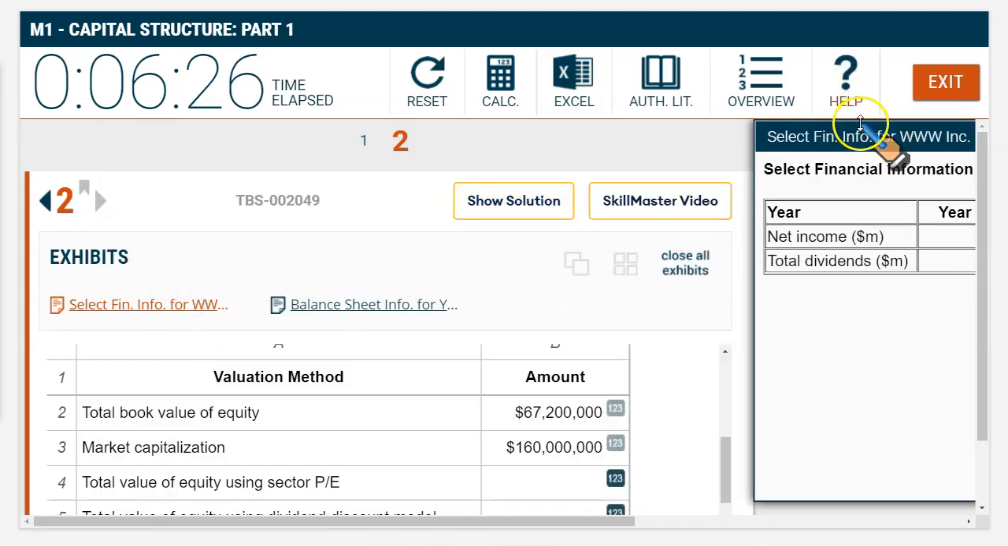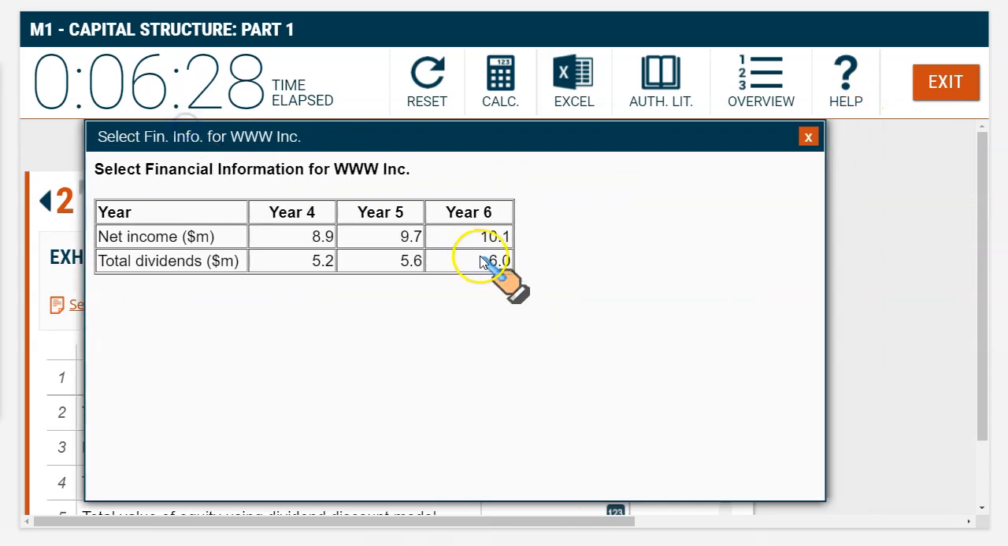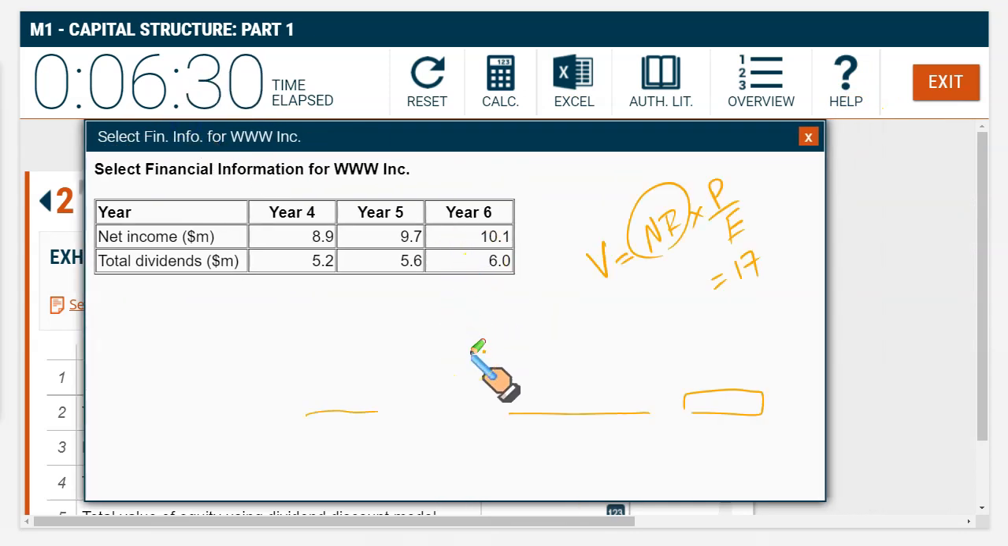This one. Okay, we go. 10.1 million. Done. So your net income for the period was 10.1 million. 10.1 million times 17, that's the P/E multiple. So that should give you the answer. 10.1 is the profit for the period multiplied by 17.